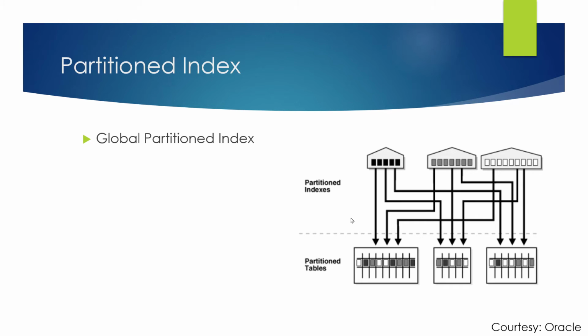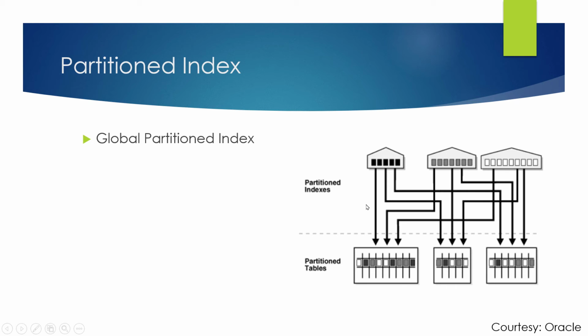Alright, the next one is the global partitioned index. In this particular case, your index is partitioned independent of your table partitioning. You give column choices for the indexes also on which the index is supposed to be partitioned. So as you can see in this diagram, the index is partitioned, but at the same time one index partition might have pointers to the objects in different partitions altogether.